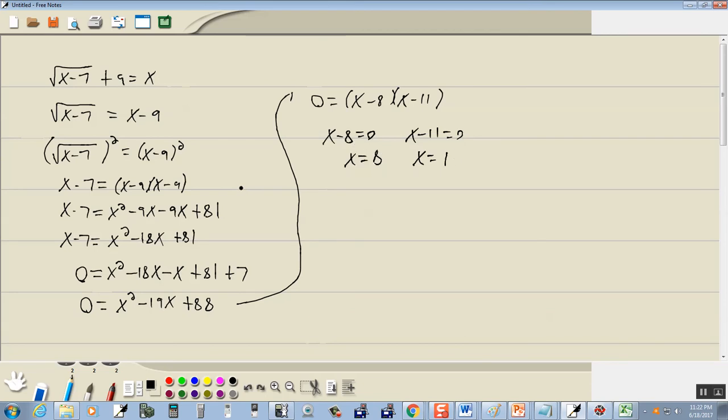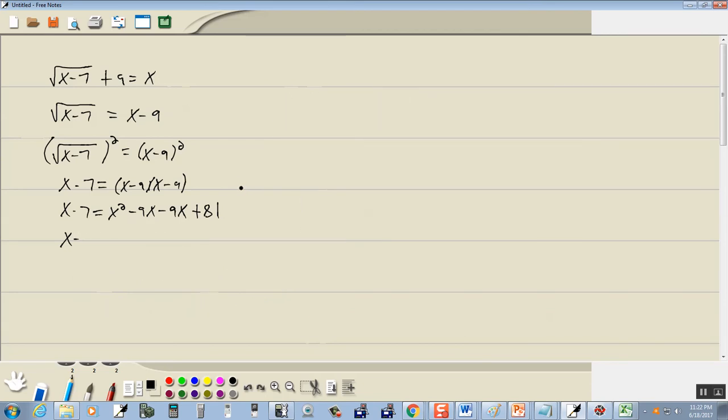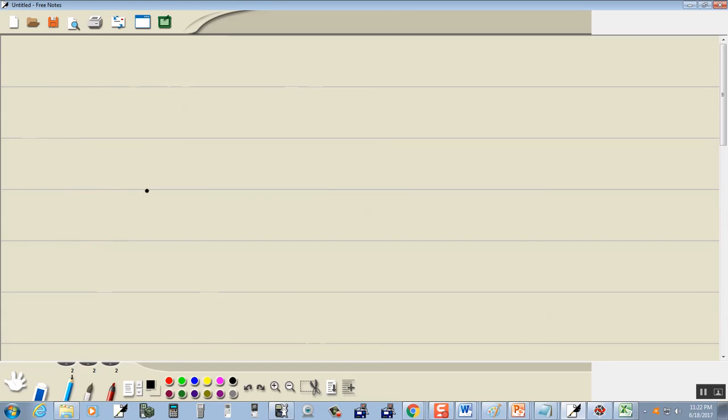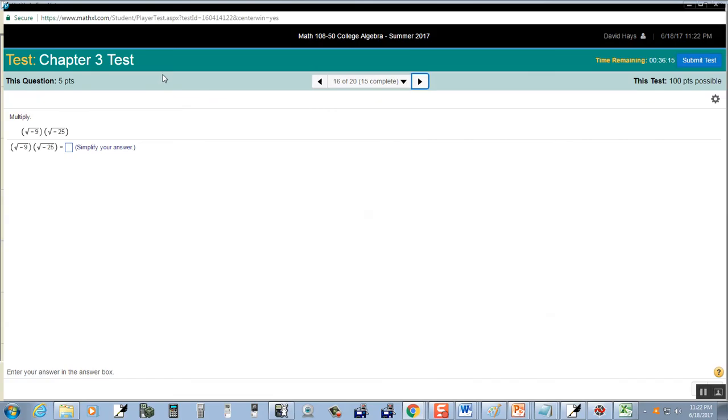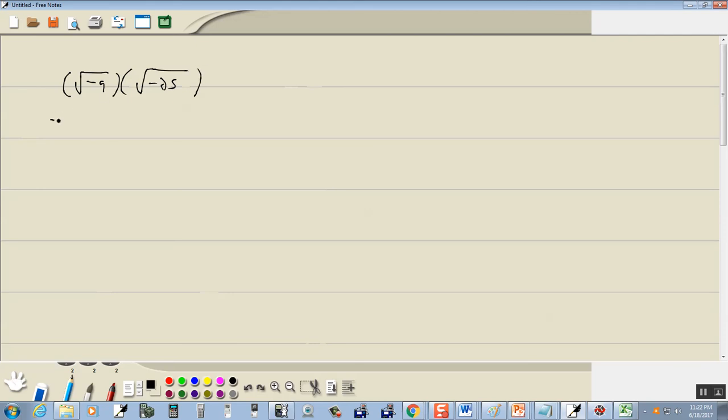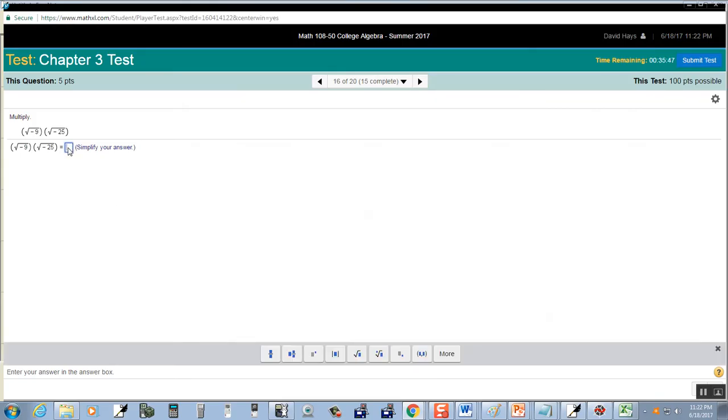Let me clear this off. And we got square root of -9 times the square root of -25. Now a negative inside the square root gives you an i, and square root of 9 is 3, so that's 3i times 5, since square root of 25 is 5, and the negative gives us an i. 3 times 5 is 15, i times i is i squared, and i squared is equal to negative 1, so that ends up giving us negative 15. And there we go.